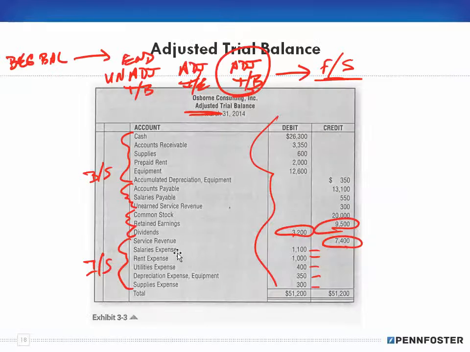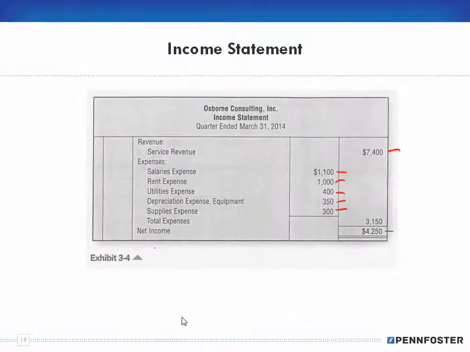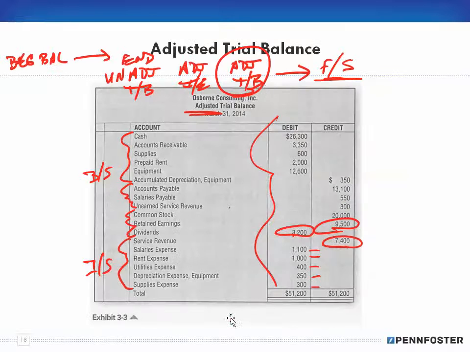By the way, these figures are in your textbook, so look at Exhibits 3-3 and 3-4. And of course, that gives us a profit of $4,250. So from our adjusted trial balance, yes, we can create our income statement, and it will be correct.